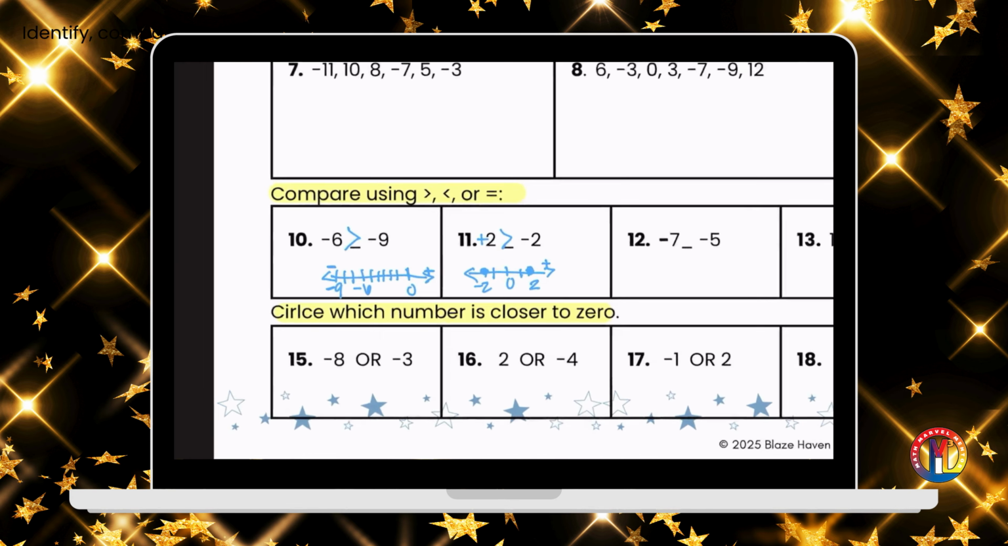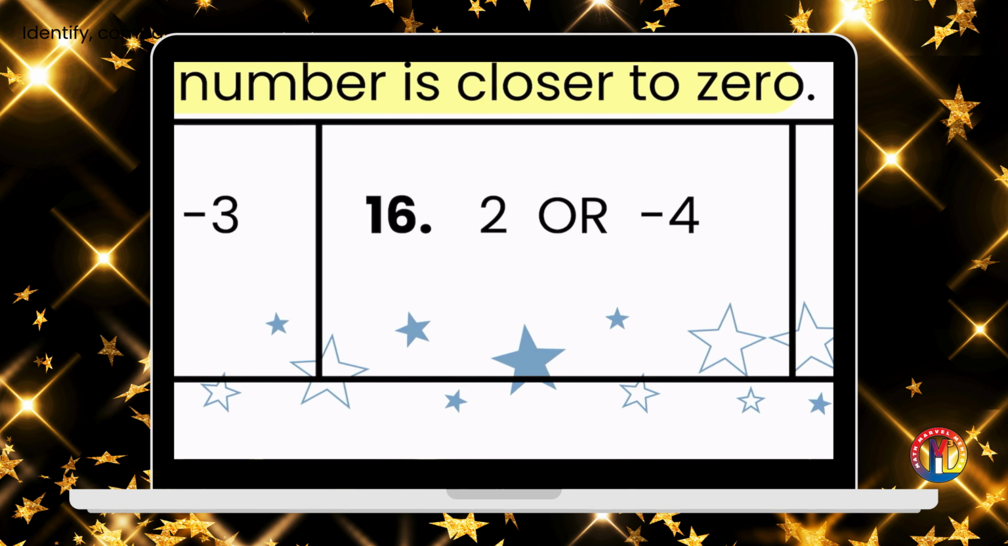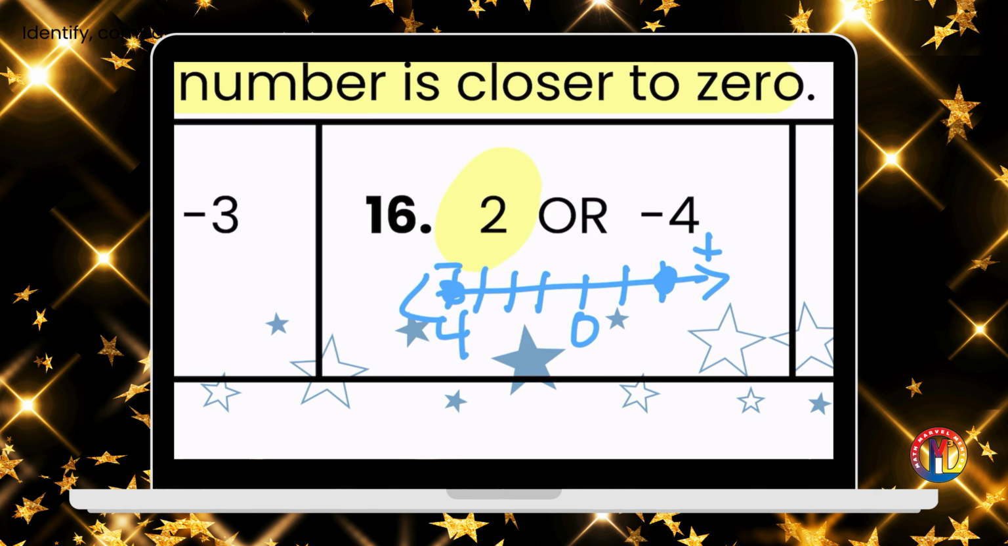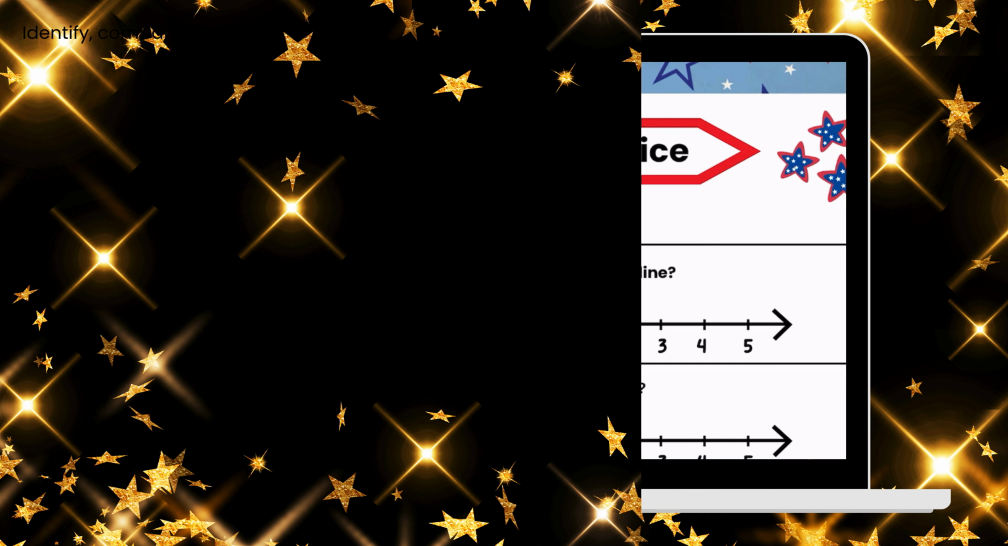Now we're going to circle which number is closer to 0. So let's start with number 16. We have 2 or -4. So which one's closer to 0? We're going to want to make our number line. So with 2, we know it's going to be a positive number. I have 0 in the middle of my number line. Positive means I go to the right, negative to the left. So 2 spaces to the right, and then 4 spaces to the left gets me at -4. Which one's closer to 0? 2.